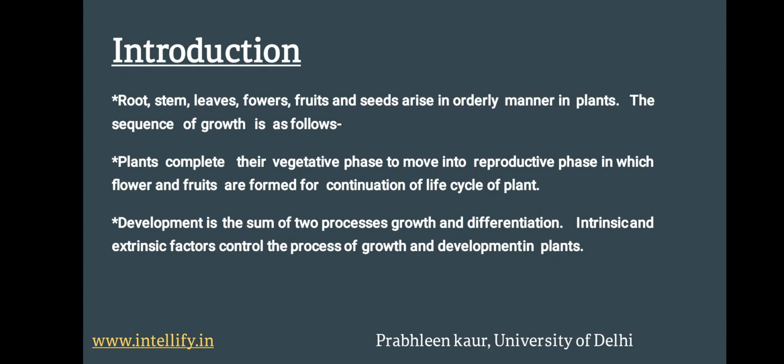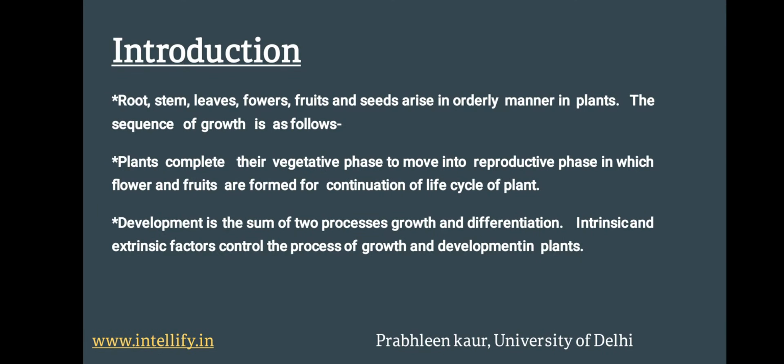Plants complete their vegetative phase to move into reproductive phase in which the flowers and fruits are formed for continuation of life cycle of plant. Development is the sum of two processes, growth and differentiation. Intrinsic and extrinsic factors control the process of growth and development of plants.